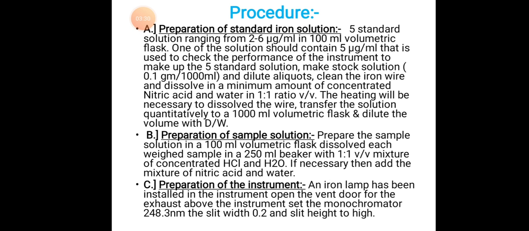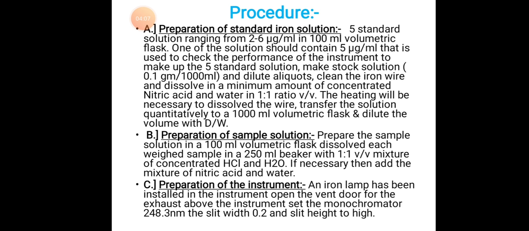Clean the iron wire and dissolve it in a minimum amount of concentrated nitric acid and water in 1:1 ratio, volume by volume. Heating will be necessary to dissolve the wire. Transfer the solution quantitatively to a 1000 ml volumetric flask and dilute to volume with distilled water. Preparation of sample solution. Prepare the sample solution in a 100 ml volumetric flask. Dissolve each weighed sample in a 250 ml beaker with a 1:1 volume by volume mixture of concentrated HCl and water. If necessary, then add a mixture of nitric acid and water.